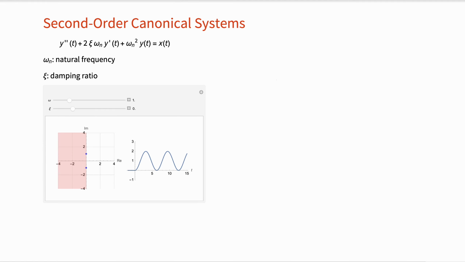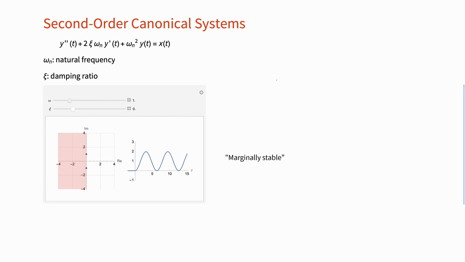When psi is zero, poles are purely imaginary. They're on the vertical axis. Therefore, the system is called marginally stable. The response is a sinusoidal with constant amplitude. It oscillates indefinitely. It is bounded, but it has oscillation. So we call this system marginally stable. Also changing the frequency changes the time scale. Here, the period of the step response.